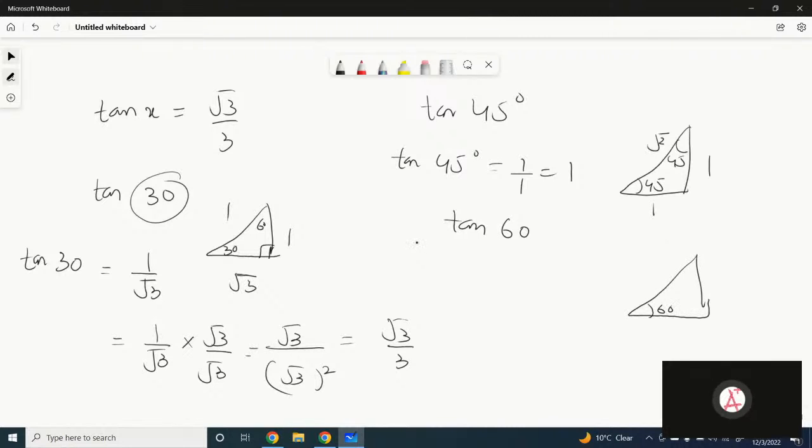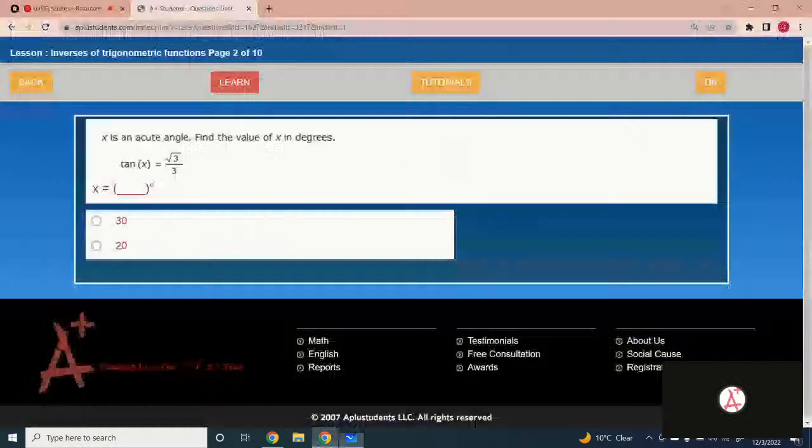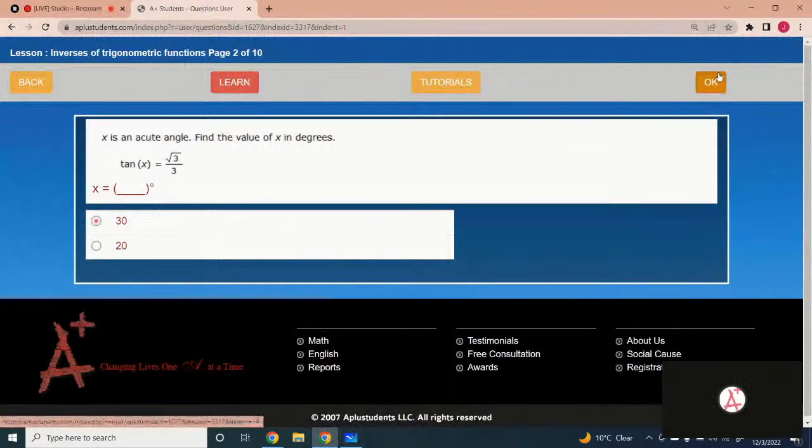Here you have 60, here you have 30, and here you have 90. In this case, the side lengths are square root 3, 1 and 1. So tan 60 is opposite divided by adjacent. It would be square root 3 over 1. That means it is square root 3. So the correct option is the angle x equals 30 degrees. Just select the correct option, then click on the OK button. It would be 30.